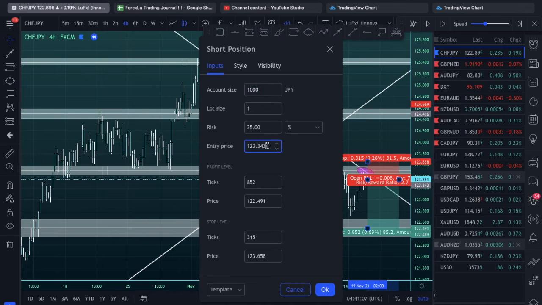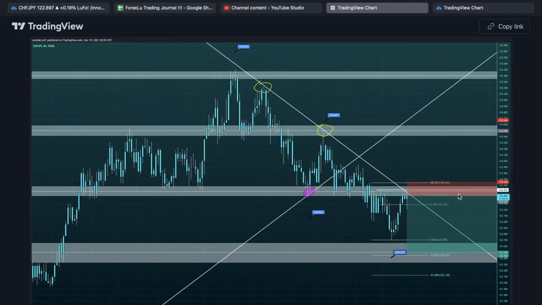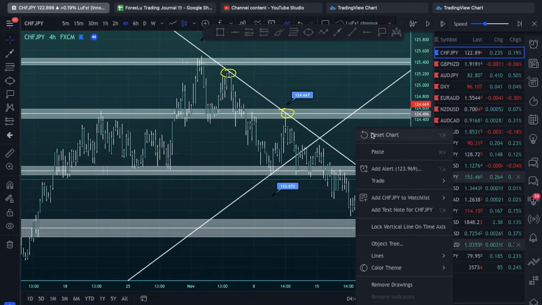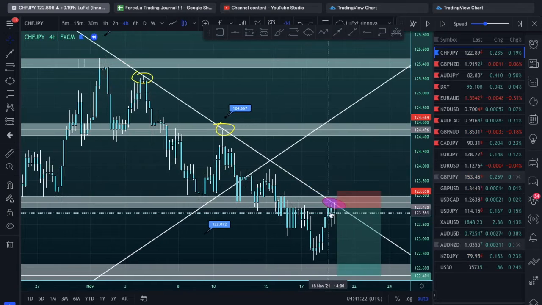Oh no, actually I didn't even get in here. I got in at 123,430. Okay, I was gonna say that the risk reward did not look good. But so I got in up here, right?